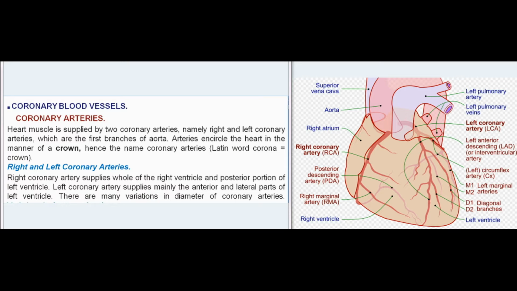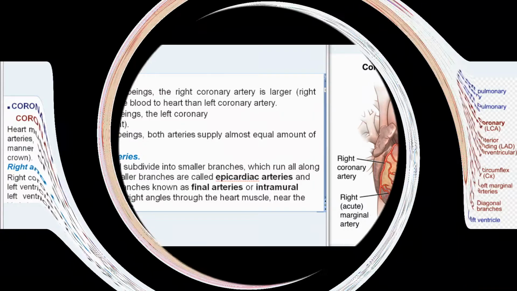Right and left coronary arteries. Right coronary artery supplies whole of the right ventricle and posterior portion of left ventricle. Left coronary artery supplies mainly the anterior and lateral parts of left ventricle. There are many variations in diameter of coronary arteries.